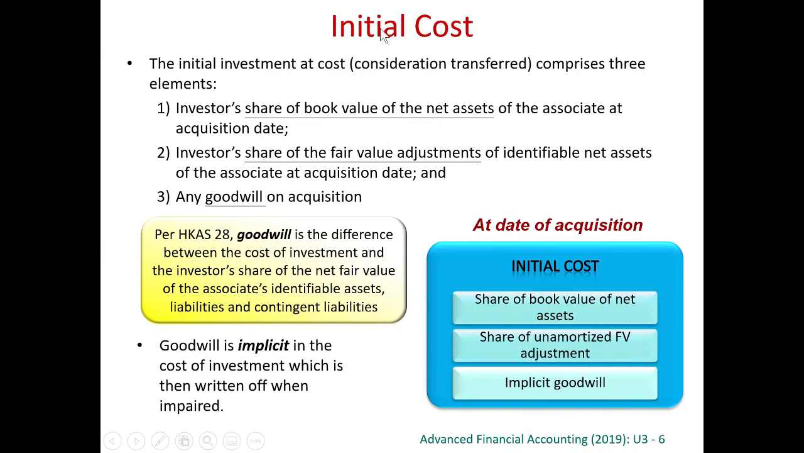So we initially recognize it at cost. Just like any investment value, it consists of 3 components. The first component is the share of the book value. The second component is the share of the fair value adjustments, and the third component is the share of the goodwill. Just like the non-controlling interest, we'll have all these three components, right? Because non-controlling interests are investors, and with investment in associate, we are investors. Any investment consists of these three components: share of book value of the net assets, share of the fair value adjustments, and the goodwill component.